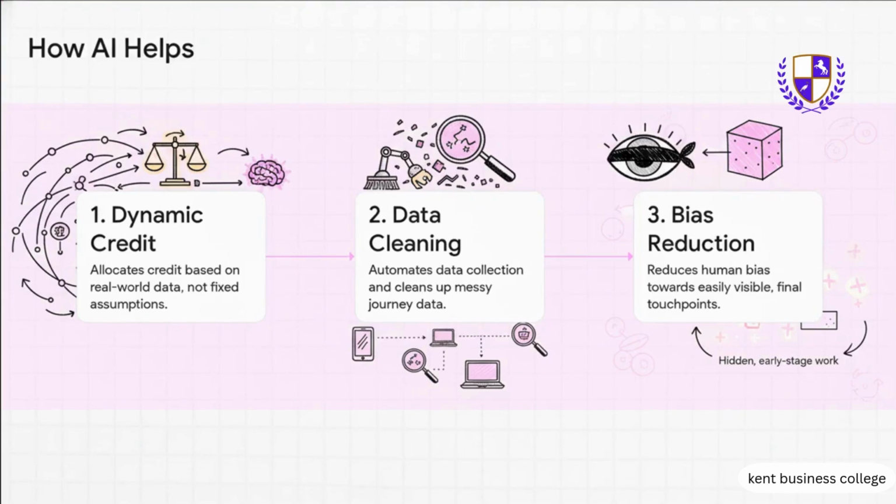Well, first, it can dynamically assign credit by looking at thousands of customer journeys at once to see what really pushes people to convert. Second, it cleans up your data for you, filtering out annoying bot traffic and connecting the dots when a user switches devices. And third, it helps reduce our own human bias, our tendency to just look at that last click. AI can show us the hidden influence of those really early touch points.